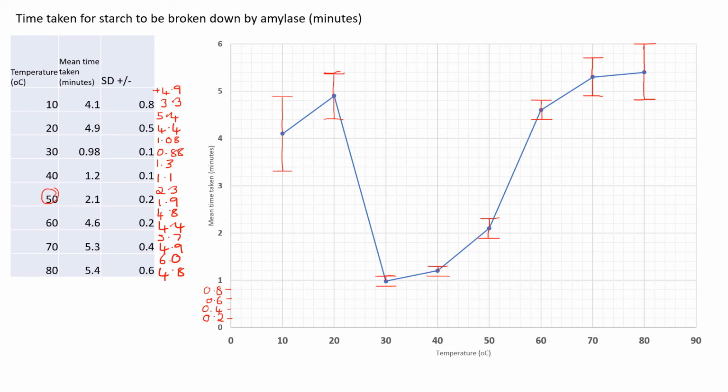And there we go. That's your error bars drawn in, using the top and lower values, adding in that standard deviation to your mean. I hope that's been helpful. Key tip, remember to use a ruler, and remember to calculate those highest and lowest values.